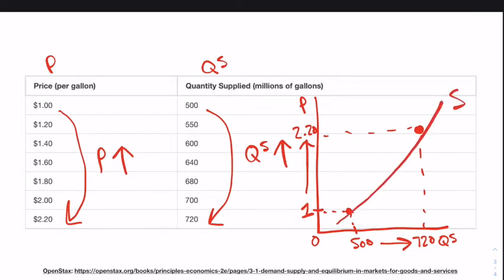And that's our supply curve. So we see that it is upward sloping, increasing to the right, and that shows us our positive relationship. Another way to say it is our direct relationship.